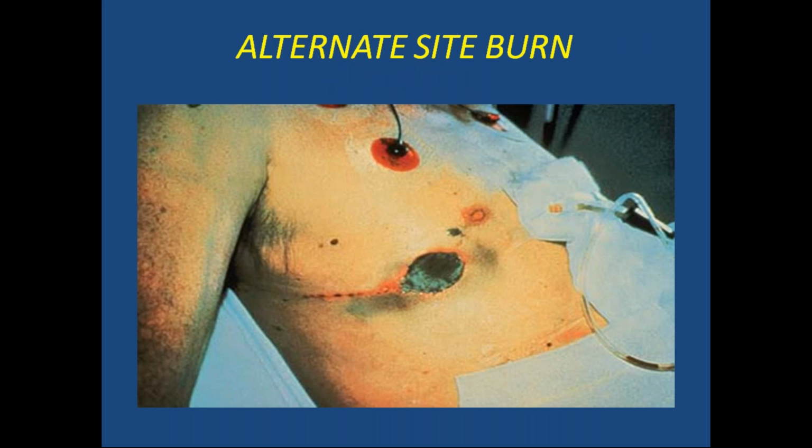So what happens if there is an alternate site of exit? This is the alternate site burn, where you can see the current passes through the electrode, the ECG lead, where it causes charring of the tissue. So these are the complications.